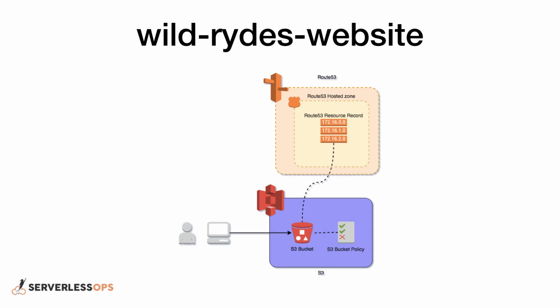Finally, this is WildRide's website. This service is a static website hosted out of an S3 bucket. You may not be familiar with this capability of S3, but it can serve up static content such as HTML, images, and client-side JavaScript over HTTP. This service also creates a DNS record in an existing Route 53 DNS zone. This lets us give the site an easier to remember name than the default.